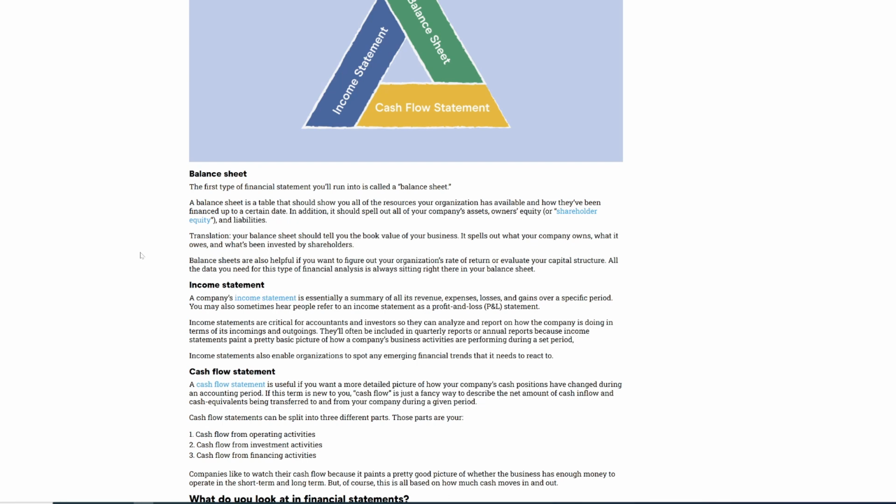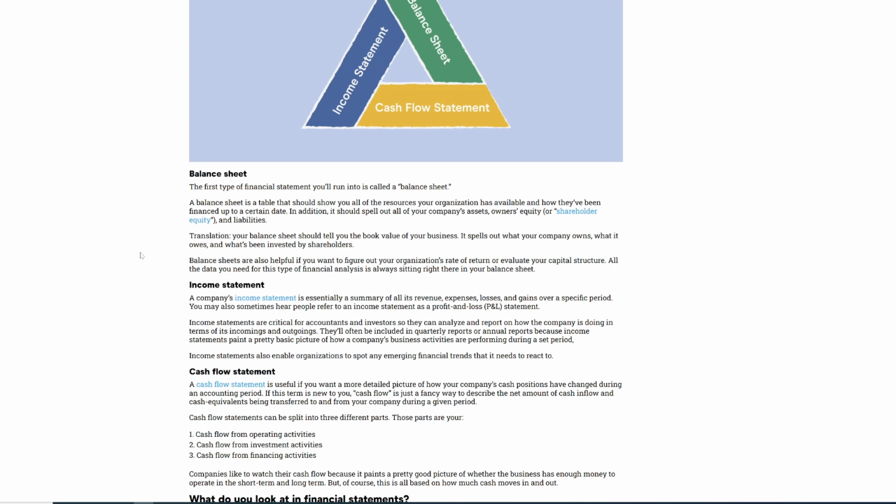Now that sounds like a bunch of weird jargon. Again, I'm talking about this like I have no idea what this is, because when I started this, I didn't. Okay? Translation, your balance sheet tells you the book value of your business. It spells out what your company owns, what it owes, and what's been invested by shareholders.